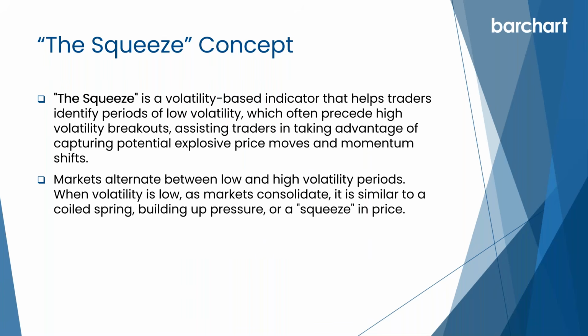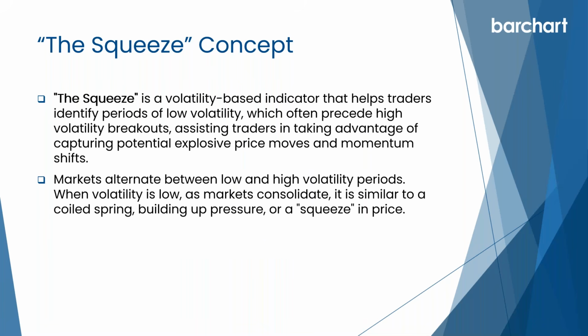Now, markets alternate from low to high volatility periods. So when the market is in a low volatility period or is consolidating, it's very similar to a coiled spring. It's building up pressure, or it's squeezing price. What the squeeze does is it helps us to identify this move from low volatility to high volatility. That's the ideal of the squeeze.